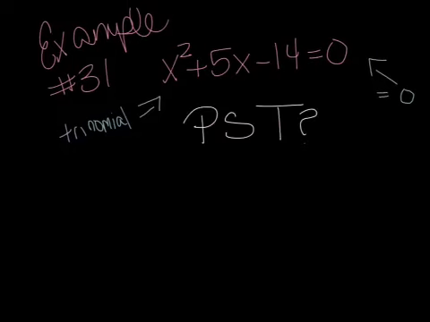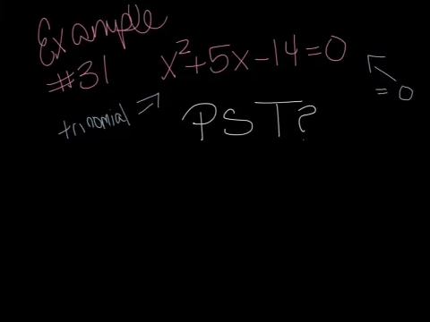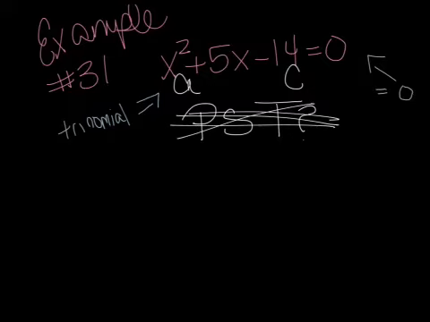Being that we have a trinomial, the first thing we want to do is check to see if it's a PST, a perfect square trinomial. We can determine whether a trinomial is a perfect square trinomial by looking at the A and C of the equation. In this case, our A is x squared and our C is 14. We can get a perfect square from x squared, the A, but we can't get a perfect square from C. So our answer to our question is that it is not a perfect square trinomial.